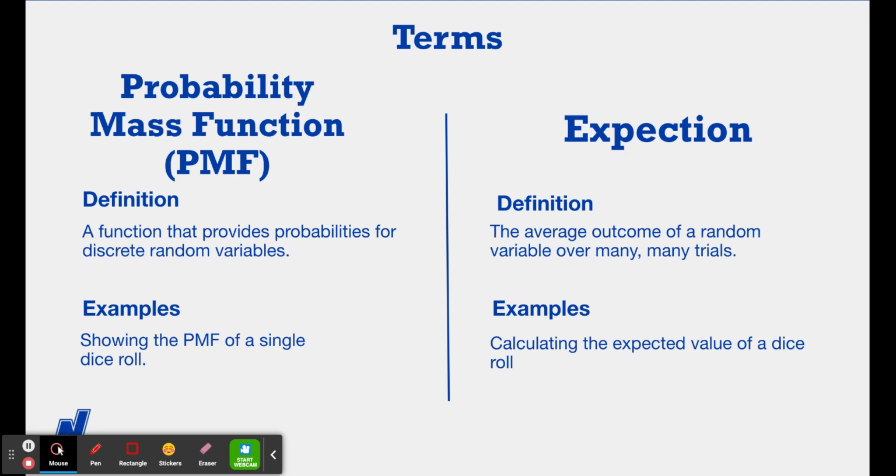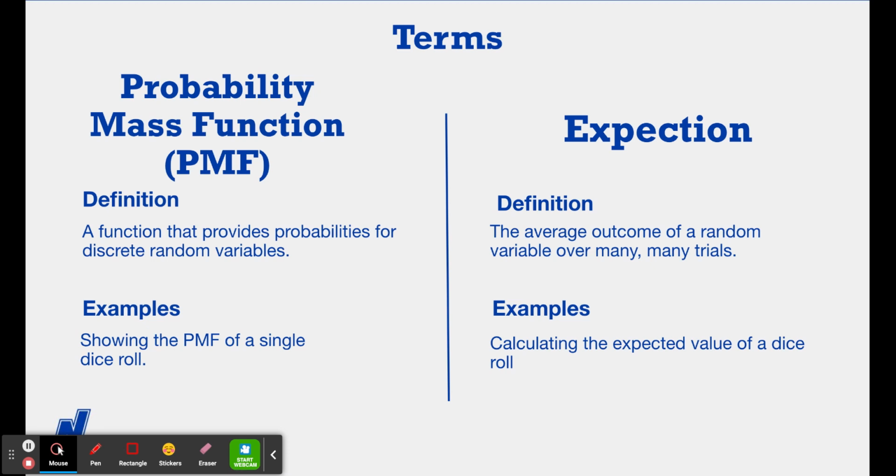We're going to talk about probability mass functions, or PMF. The probability mass function gives us the probabilities for discrete random variables. For example, the PMF of a single die roll would give each outcome from 1 to 6 a probability of 1/6, since there's a 1/6 probability that you could get any number.